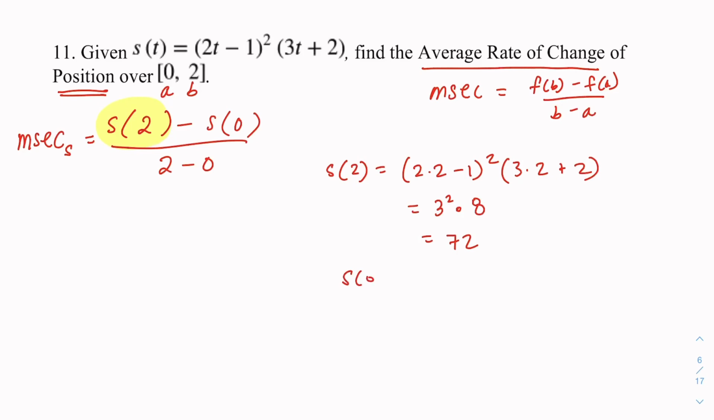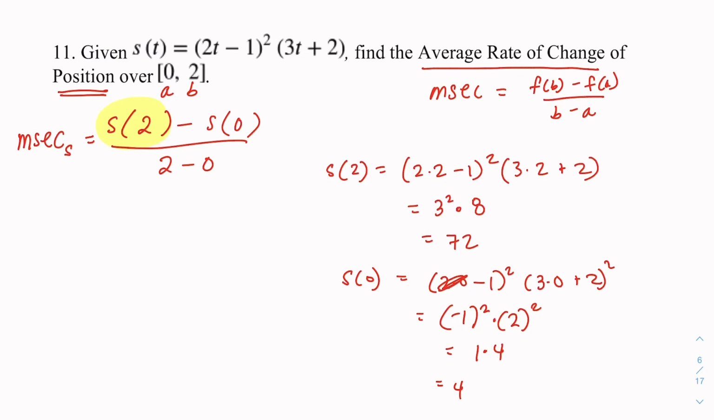Now let's find s of 0. So plugging it in, I get 2 times 0 minus 1 squared times 3 times 0 plus 2 squared. This leaves me with a negative 1 squared times 2 squared. So that's going to be 1 times 4, which is just 4.